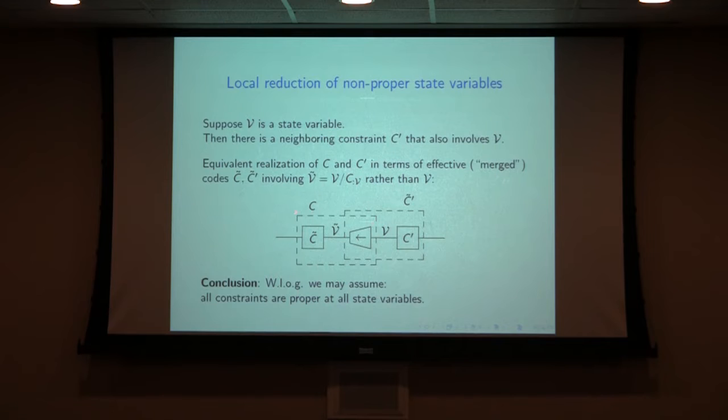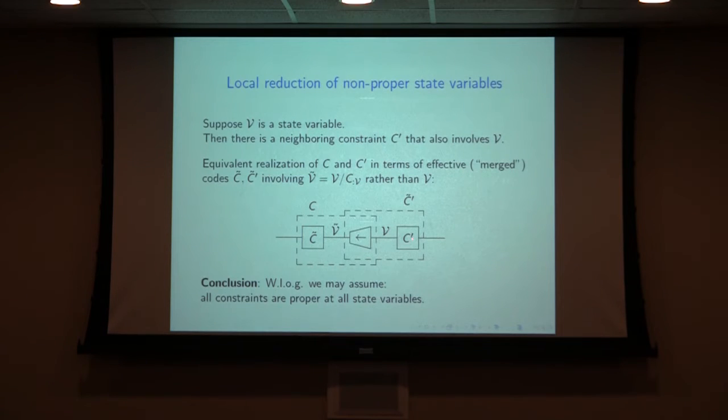Similarly, I take C, I take its neighboring constraint C prime that also involves V. So my original picture involves C, V, and C prime. Then I decompose C as I've just shown. Then I take this little thing and I shove it over to C prime to create C tilde prime. And so this over here is now a reduced code which has as an output V tilde, which is smaller than V.